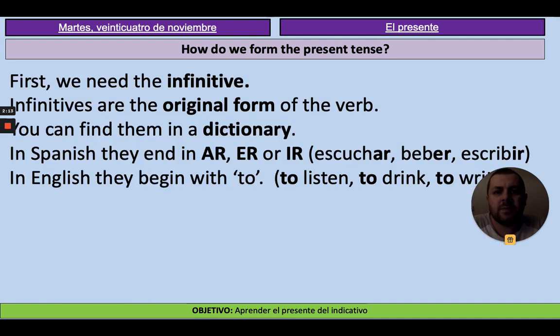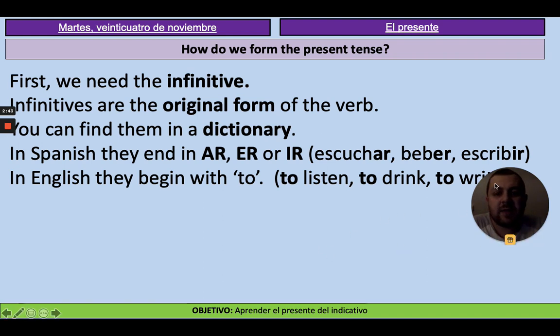Okay, so how do we form the present tense in Spanish? So first of all, we need the infinitive. Infinitives are the original form of the verb, and we can find them in a dictionary. So they are the form of the verb that are not in any tense. They're not past, present, or future. They're just nothing, okay? In Spanish, they either end in AR, ER, or IR. So for example, escuchar, beber, escribir.